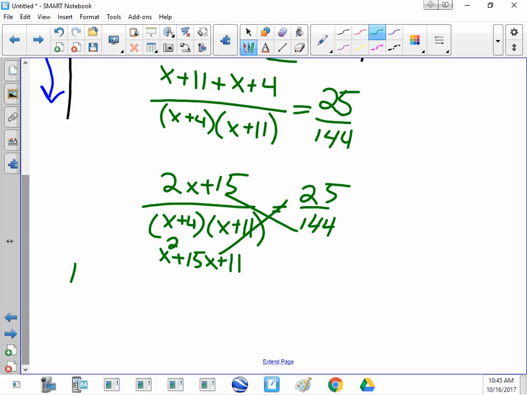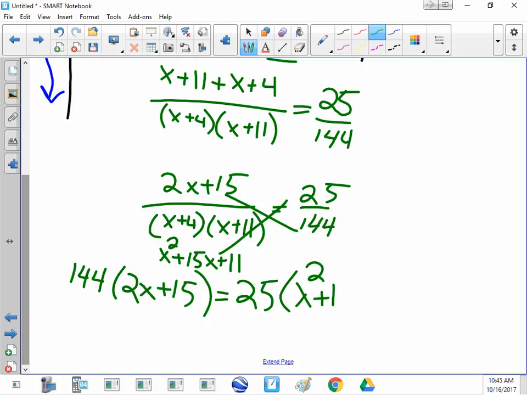So 144 times 2x plus 15 equals 25 times x squared plus 15x plus 44. And then multiply the 25 in, multiply the 144 in, move everything to the right side and factor, and I will probably get two numbers. One will be positive and one will be negative, and the negative one won't make any sense. Yes? Oh, thank you. Yeah, this will be 44. Okay, that's it.